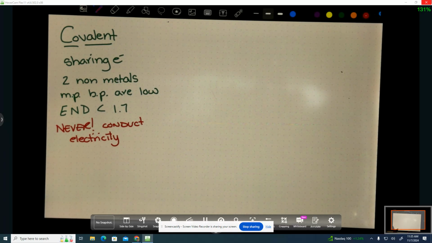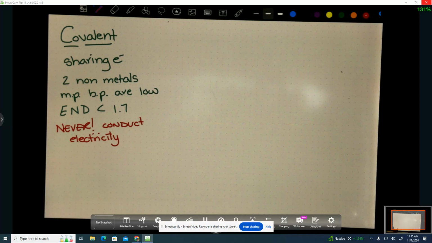Anyway, so covalent, they never, ever, ever conduct electricity. So we have, listen carefully, covalent never conducts electricity. Ionic conducts it only when it's in liquid or aqueous solution. When do metals conduct electricity? Always. So metals are always, covalent is never, ionic is sometimes.